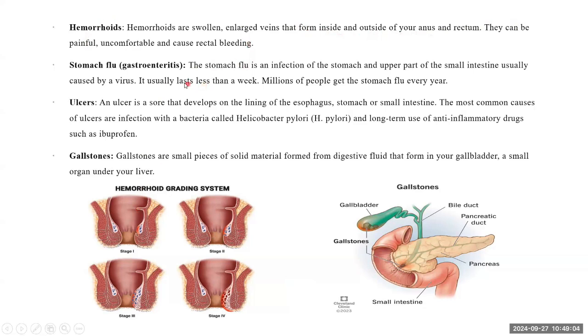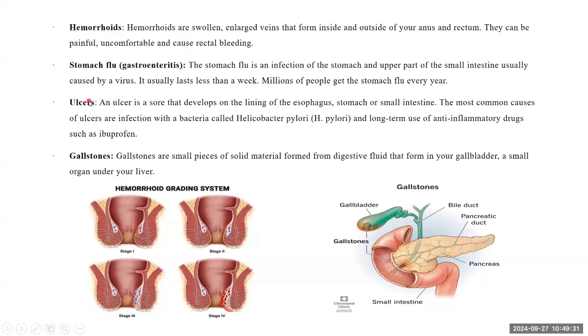The next one is stomach flu, which is gastroenteritis. It is a sort of infection of the stomach and upper part of the intestine caused by a virus. Each year, many people go through this. Some people have mild symptoms, and some might have severe symptoms such as nausea, vomiting, diarrhea, and altered bowel movements.